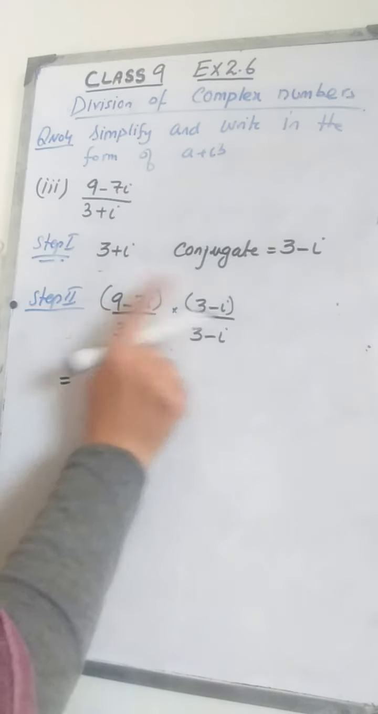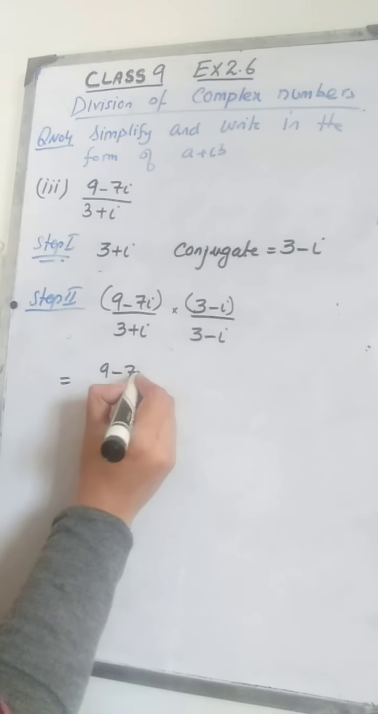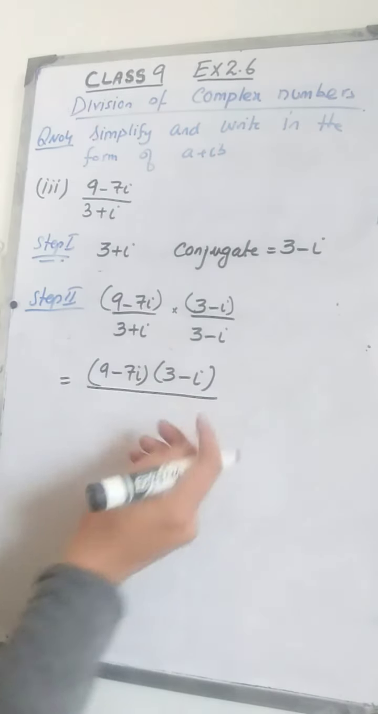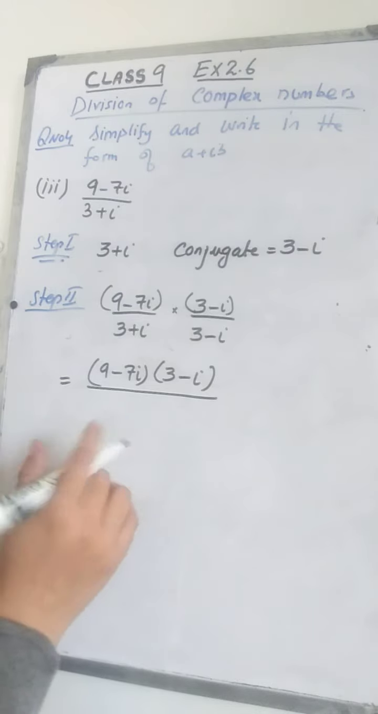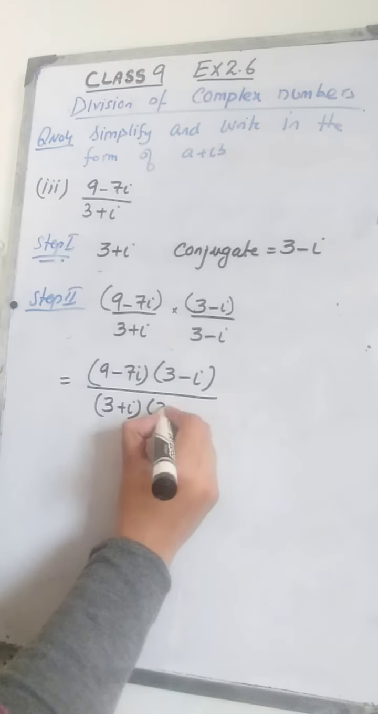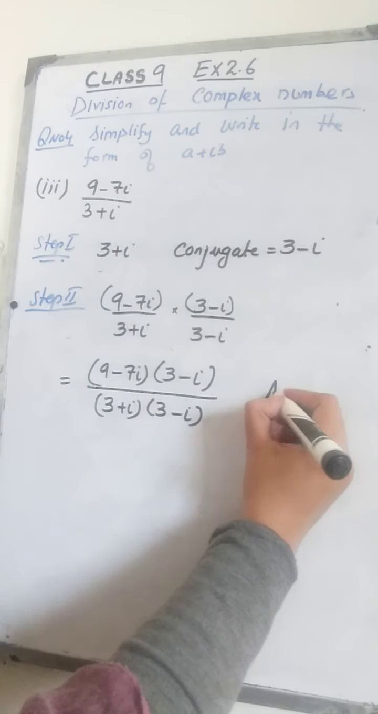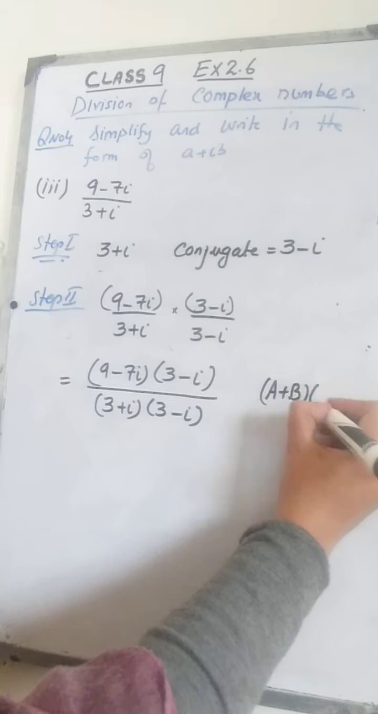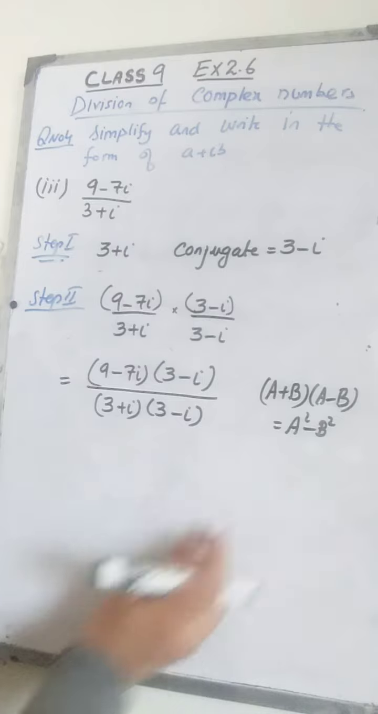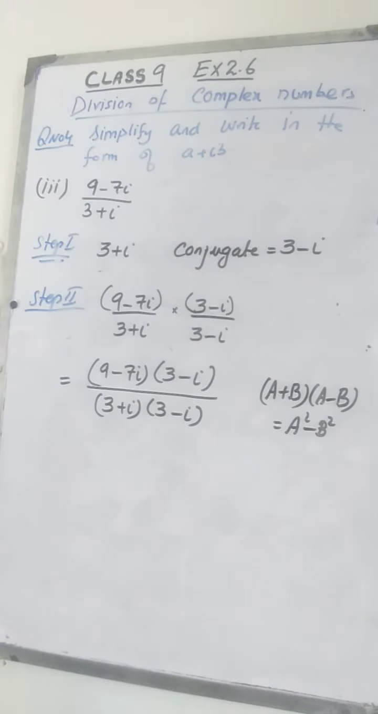Over here, let me multiply these two first. 9 minus 7 iota multiplied by 3 minus iota. Multiplication is the same as we did in the previous step. Now 3 plus iota into 3 minus iota. Here you can do the multiplication by using the formula (a plus b) into (a minus b) is equal to a square minus b square. You can apply this formula because complex numbers are the extension of real numbers. So they satisfy almost all the properties which are satisfied by real numbers.